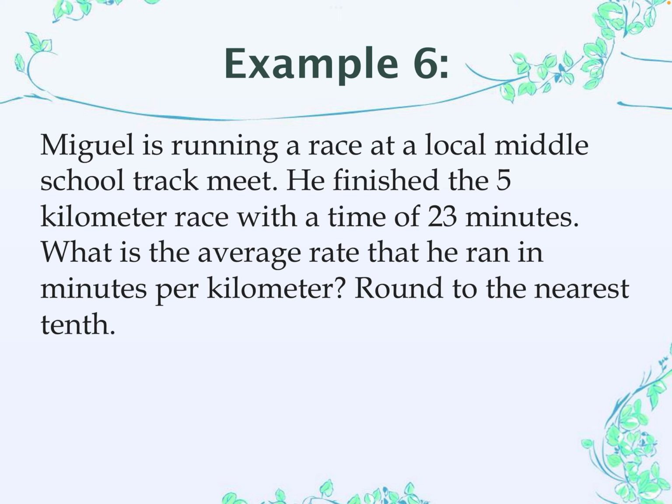So then example 6, Miguel is running a race at a local middle school track meet. He finished the kilometer race with a time of 23 minutes. So what is the average rate that he ran in minutes per kilometer? How many minutes per kilometer? How quickly did he run? So we want to round that answer to the nearest tenth.